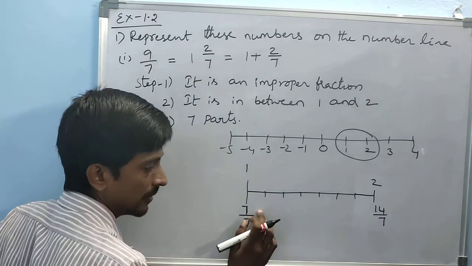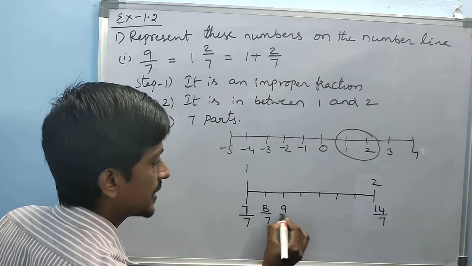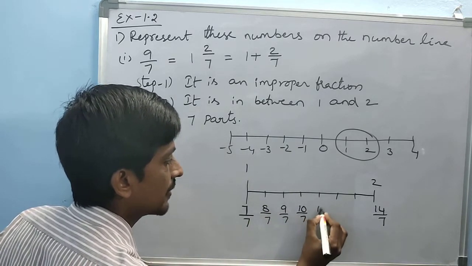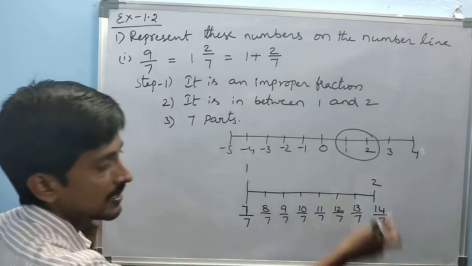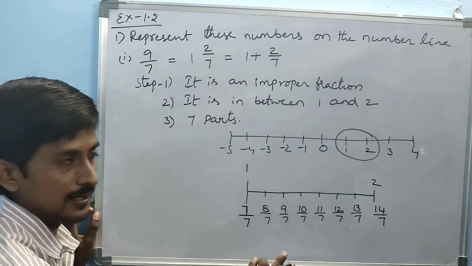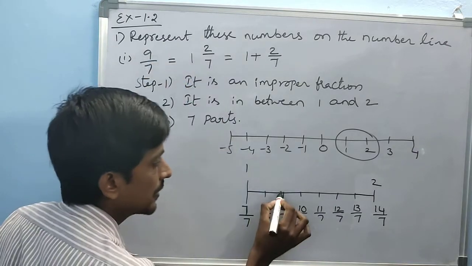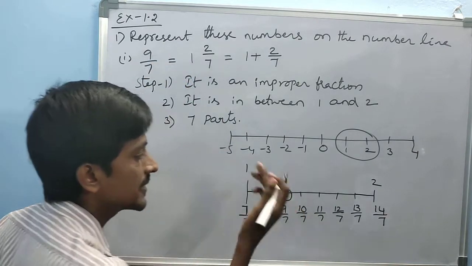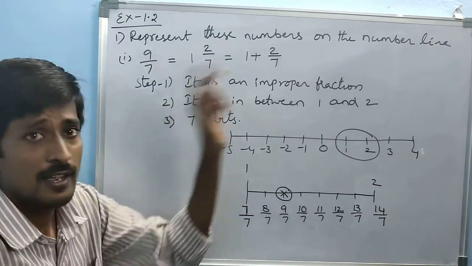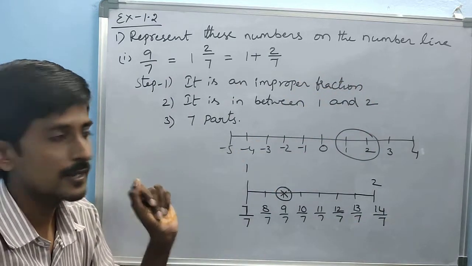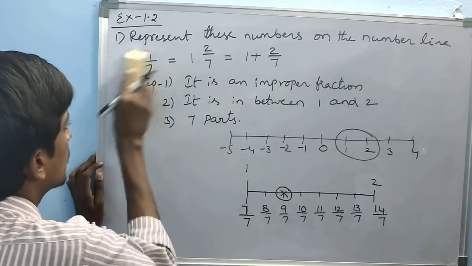So what is the next number after 7 by 7? 8 by 7. The next number is 9 by 7. 10 by 7. 11 by 7. 12 by 7. 13 by 7. 14 by 7. Okay, clear? Now, what is the given number you need? 9 by 7. So you mark the 9 by 7. This is how we represent 9 by 7 on the number line. Okay, and the next one given is minus 7 by 5.